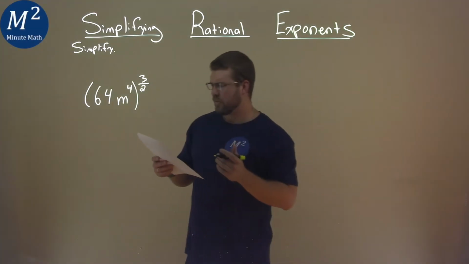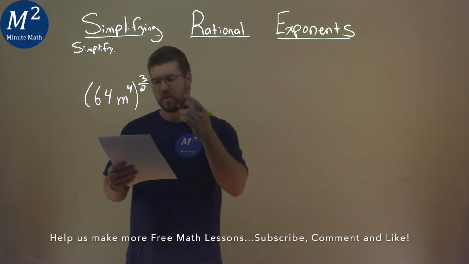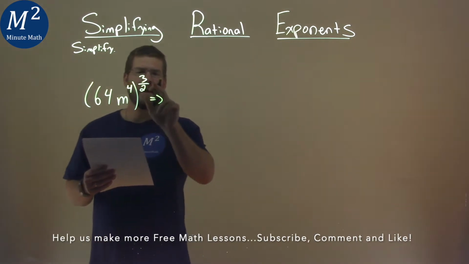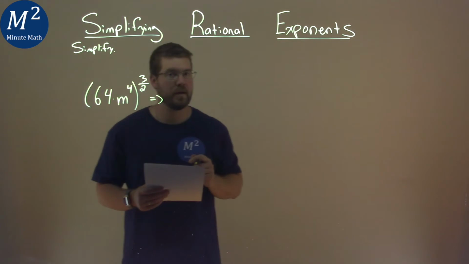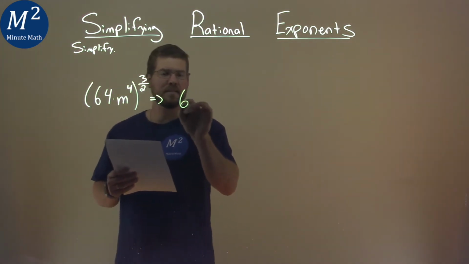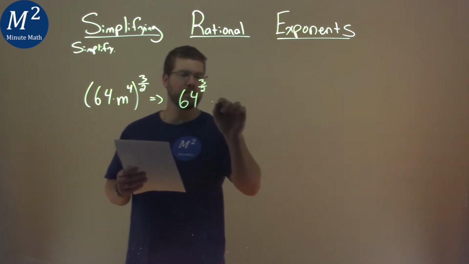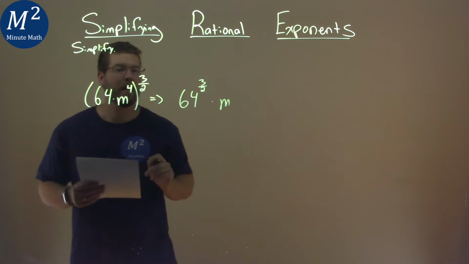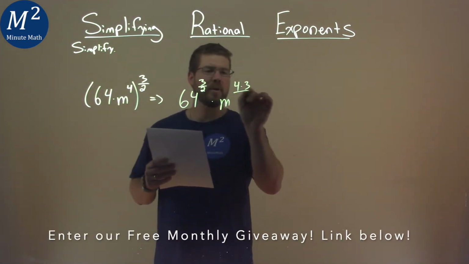We're given this problem right here, 64 times m to the 4th power, all to the 3/2 power, and we need to simplify. Well, we know here, when we have an exponent, we can distribute it essentially to both parts, this being separated by multiplication. So this is really 64 to the 3/2 power times m, and we have our exponents, right? 4 raised to the 3 halves power, we multiply those exponents. So it's going to be 4 times 3 over 2.